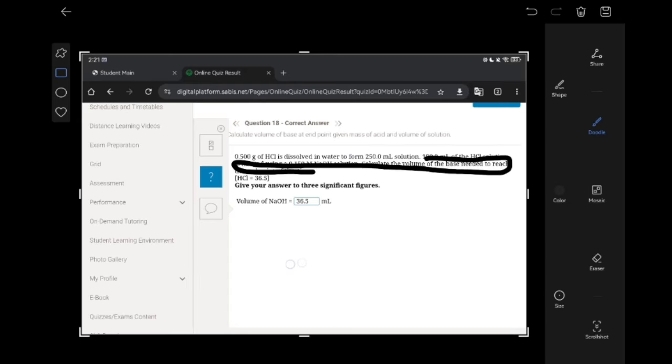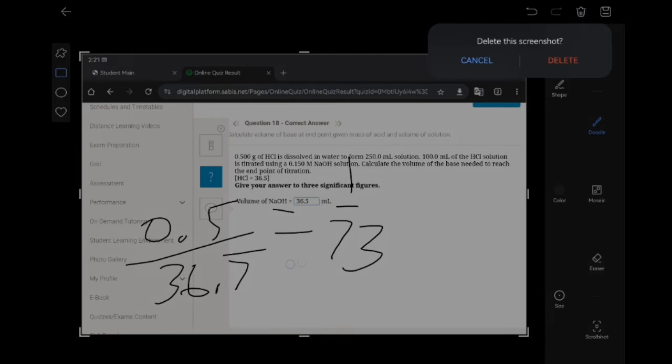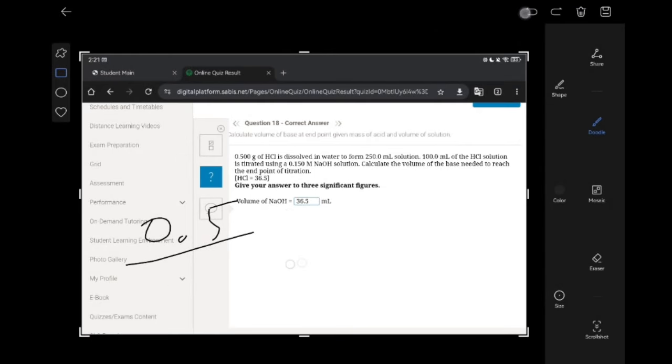So now you have to find the concentration. They give you, remember this one from last year, n equals m over M. Number of moles equals mass over molar mass, small m over big M. So it's 0.5 over 36.5. You get 1 over 73. I'm not gonna write the decimal. So now you have the number of moles n for HCl, and now you have to find the concentration.